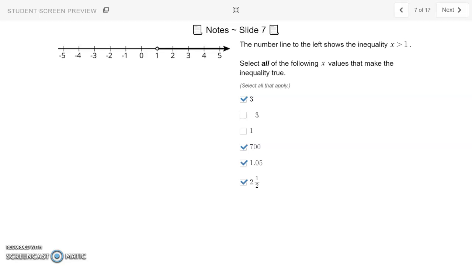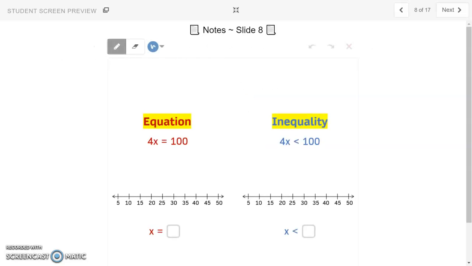-3, that's way on the left side. That's not shaded, so that is not true, right? In other words, -3 is not greater than +1. And same thing with the 1, right? It's an open circle, so we know that is not including the 1. So that won't work either.